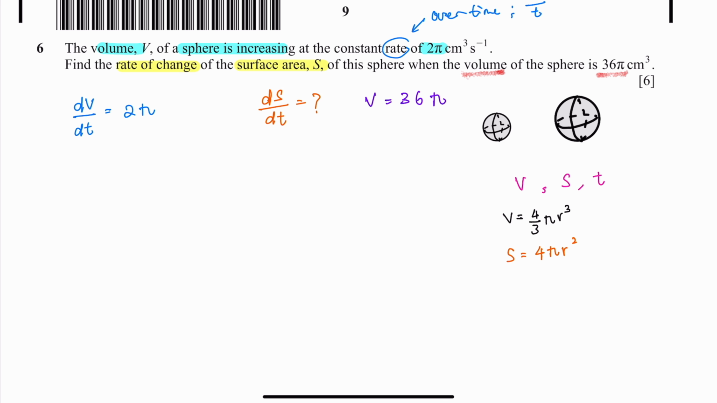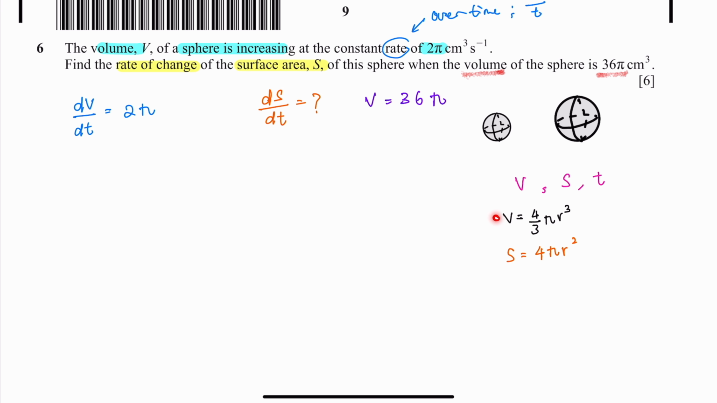When the question says the volume increases at 2 pi cubic centimeter per second, that is not a random detail. Per second means we are looking at how things change with respect to time. That's why we write dV over dt, not dV over dr. dV over dr means how the volume changes if the radius changes. dV over dt means how the volume changes as the time changes. Since the problem gives us per second, time is the independent variable that drives everything.